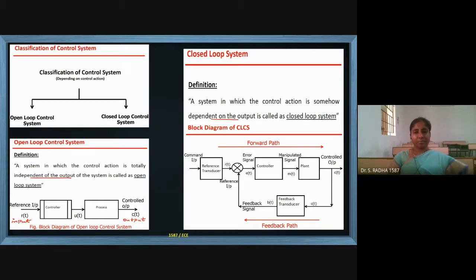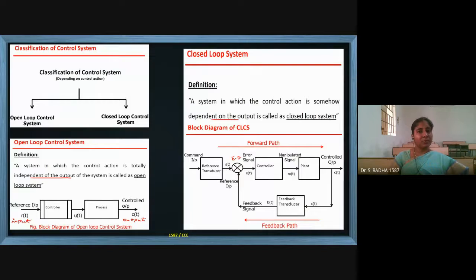Here, you see there is a circle with a cross mark. This is called the error detector, ED, or summer block. We have two different signals. On one side of the circle with cross mark, the reference input is coming, and on the other side, the feedback signal is coming. It will take the difference of these two signals, R of t and B of t. You can see R of t and B of t are the two signals.